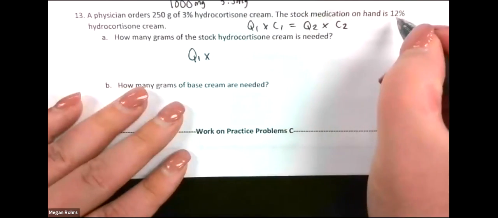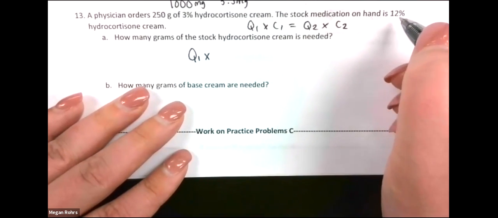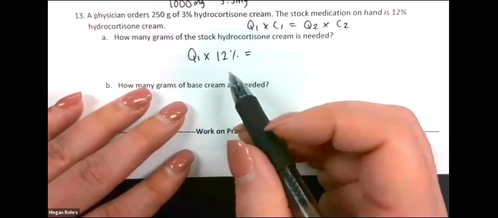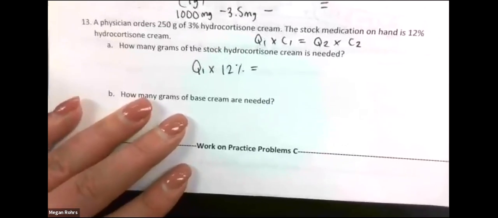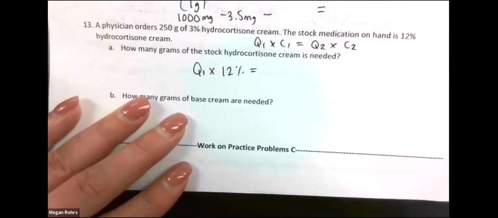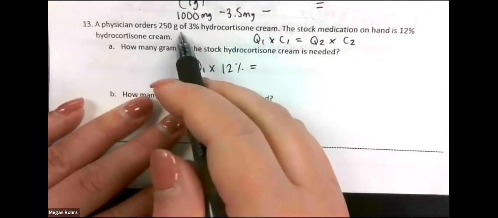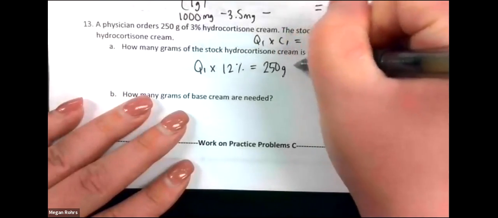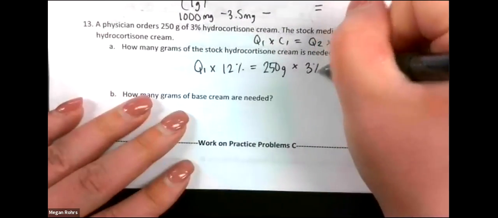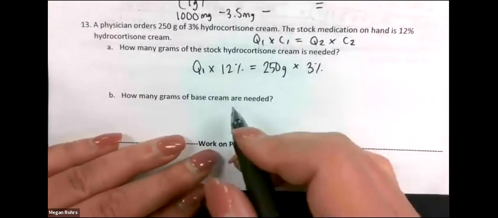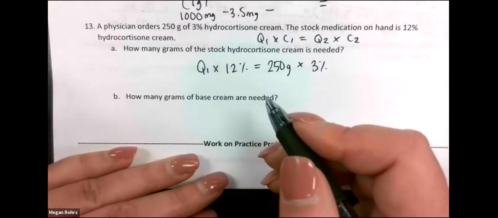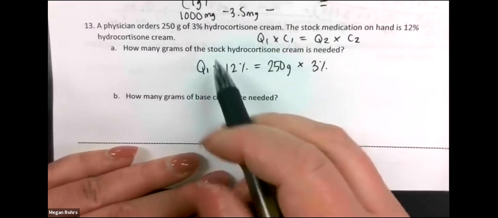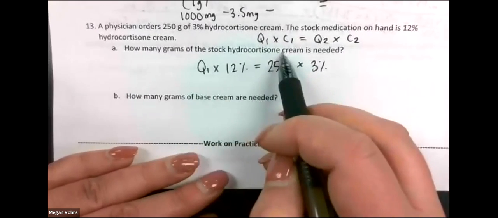C1, our stock concentration is 12%. And we're setting that equal to what is being desired. So the 250 grams of a 3% solution, or sorry, 3% cream. So 250 grams, remember that's our quantity, times our concentration of 3%. And based on the simple dilution lecture, you should be able to solve for Q1 here. So that's going to tell you how much hydrocortisone cream you need.